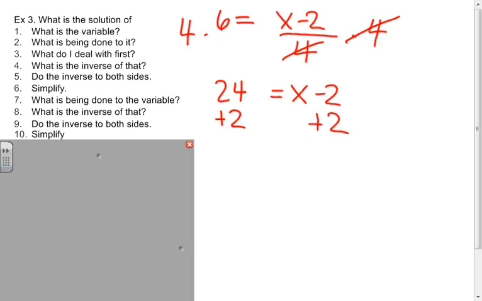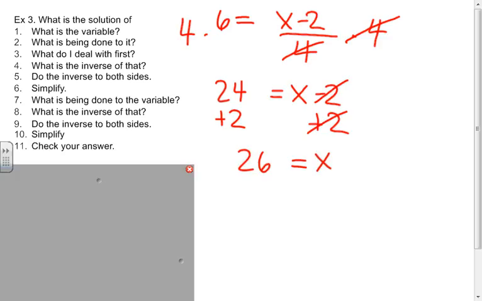Simplify. Subtracting 2 and adding 2 are inverses, so they cancel. All I have on the right side is an x. 24 plus 2 is 26. And then it says I can check my answer. Now, on this problem, we've got the x on the right-hand side. If x and 26 are the same thing, that's what equals means, I can just flip them around and do x equals 26. Those two things mean the same thing. So that would be my answer. If I wanted to, I could take 26, plug it back into the original problem to make sure that I have the correct answer.